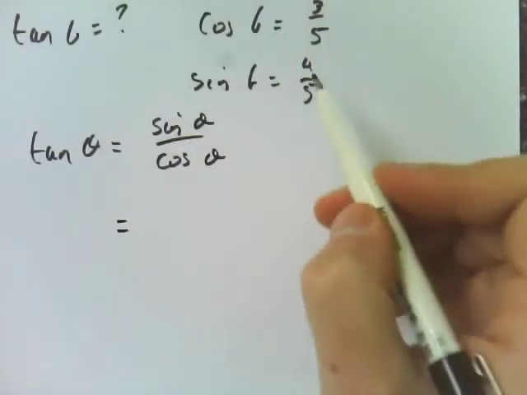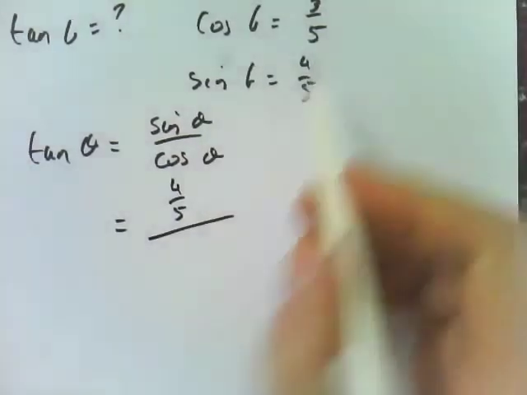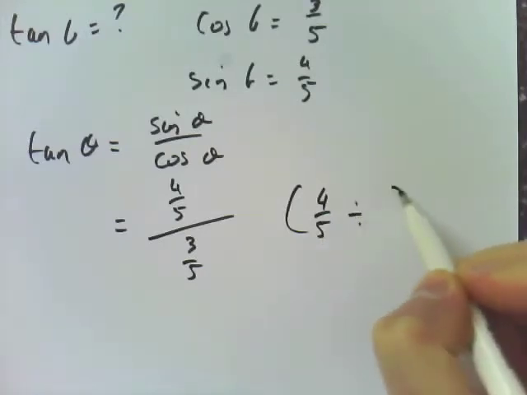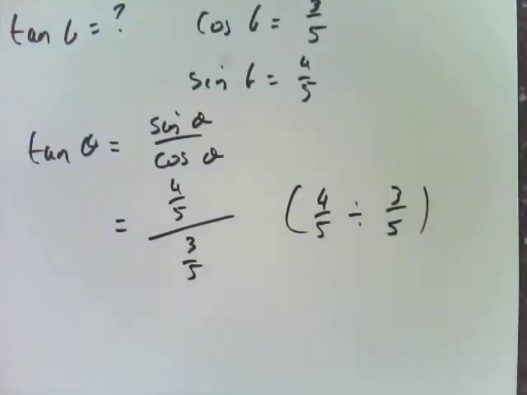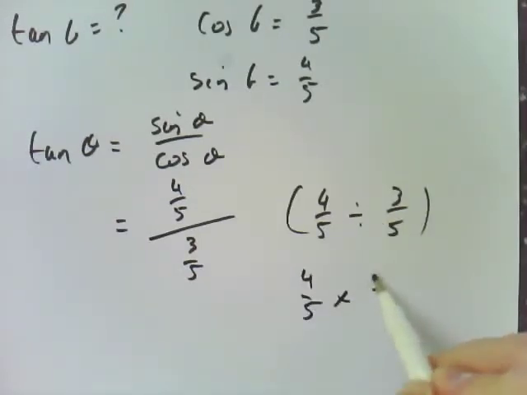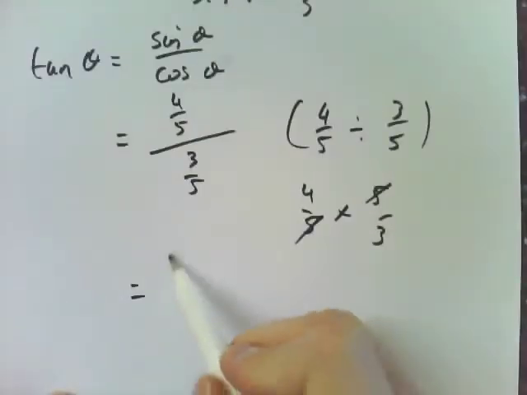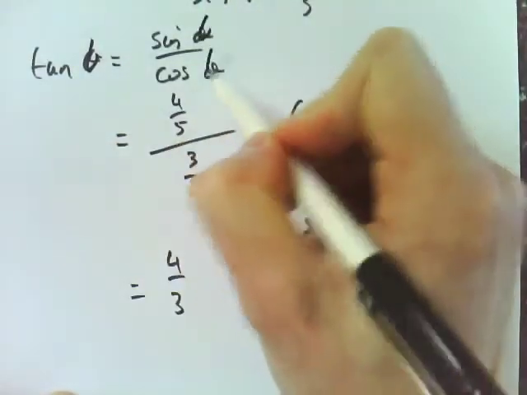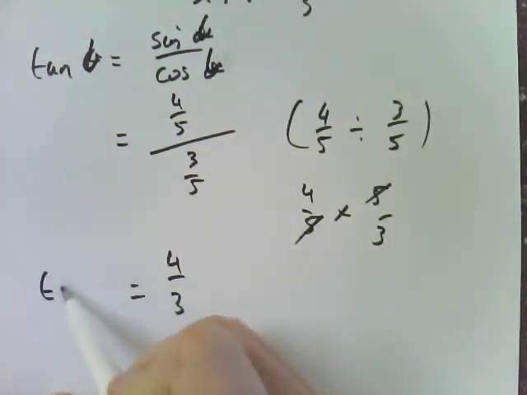So sine is 4 on 5, and that's divided by 3 on 5, which I would prefer to write like this, so that I know what I'm doing, which means flipping this one and multiplying. So it's actually 4 on 5 times 5 on 3. Cancel those two, and we end up with 4 on 3. So tan B is 4 on 3. That's the sort of thing they're asking you to do. It's just tying all those identities together.